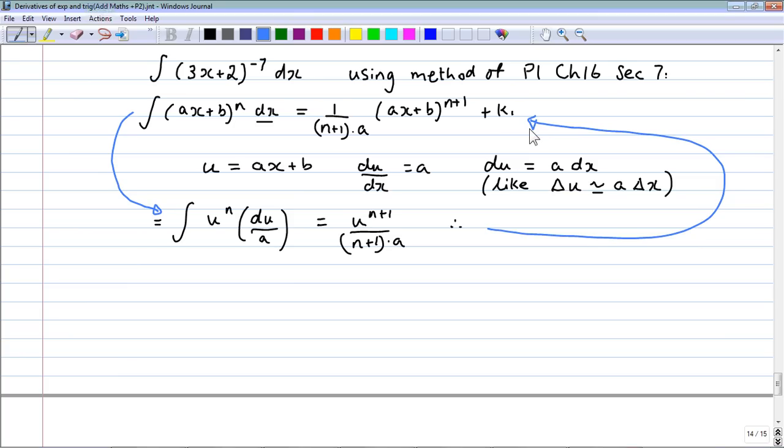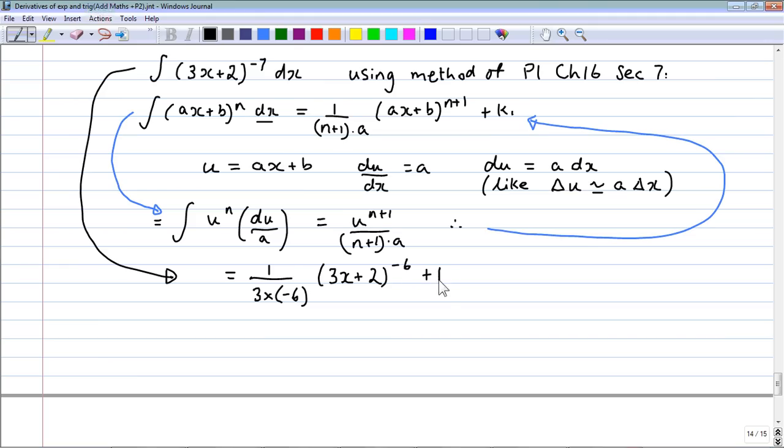So going back to the original example that I mentioned, you should already know that this is 1 over 3 times minus 6, 3x plus 2 to the minus 6, or minus 3x plus 2 to the minus 6 over 18, plus a constant. Okay.